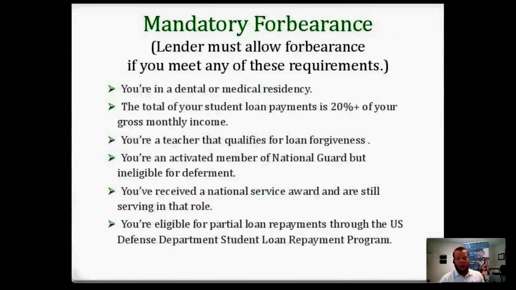If you're unemployed or if you have certain financial situations going on, you can qualify for deferment or, in this case, mandatory forbearance. So, if the total of your student loan repayments is 20% or more of your income, that qualifies you right there for mandatory forbearance. If you're an activated member of the National Guard but ineligible for deferment, you can then qualify for forbearance.